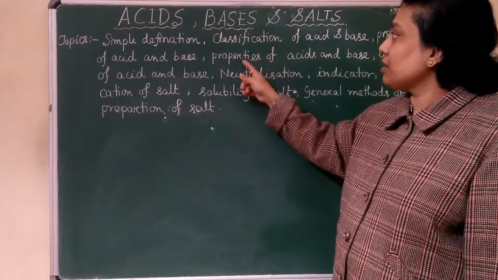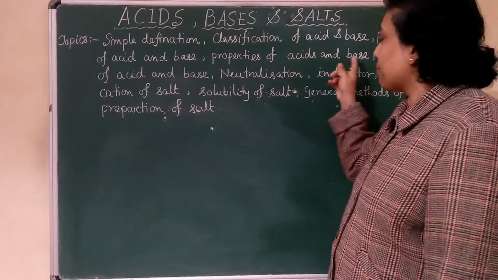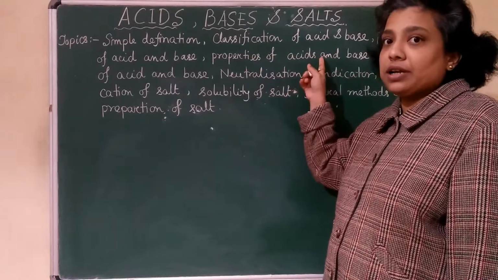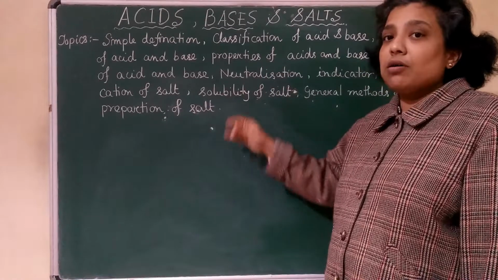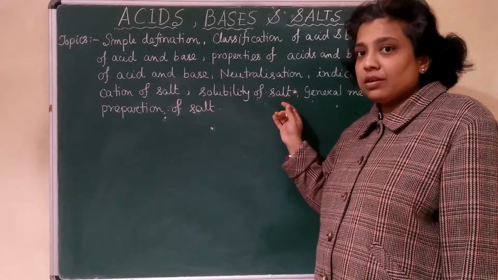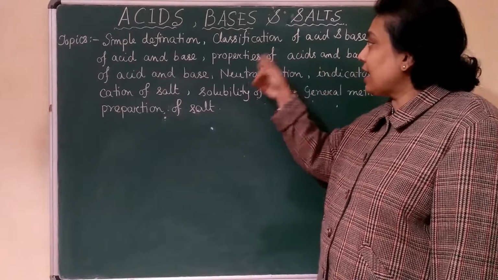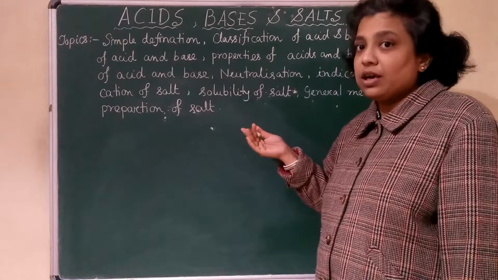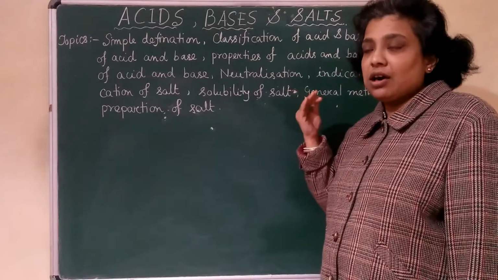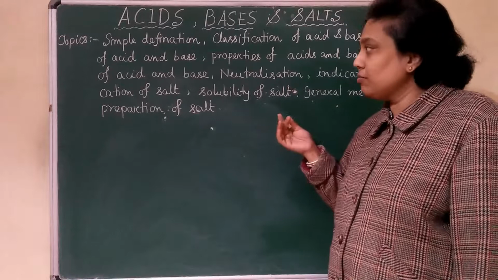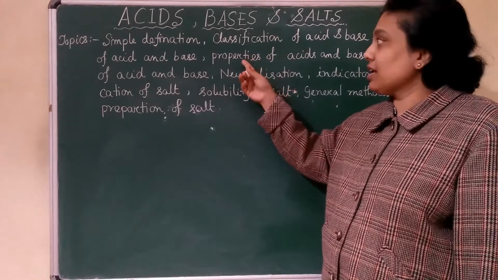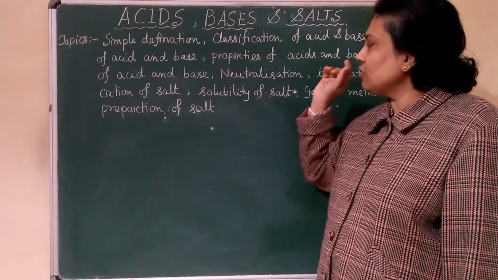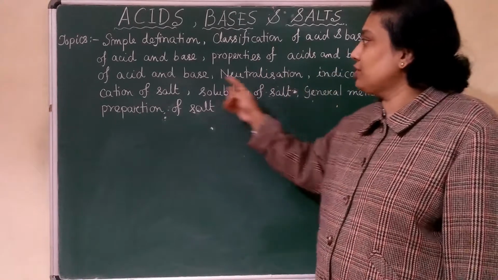Then next is the properties of acid and properties of base. Here it is not only physical properties, it is chemical properties also. If acid reacts with metal, what will happen? Physical properties are what we observe, like the taste, whether it is soluble or insoluble. Then color change with litmus paper. So both kinds of properties we are going to discuss.